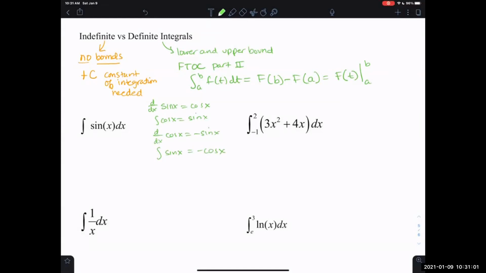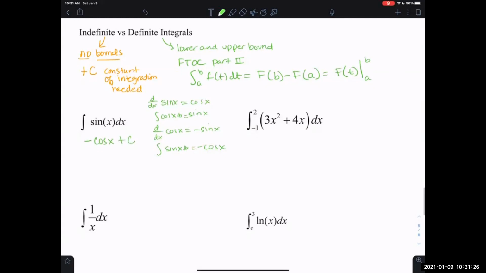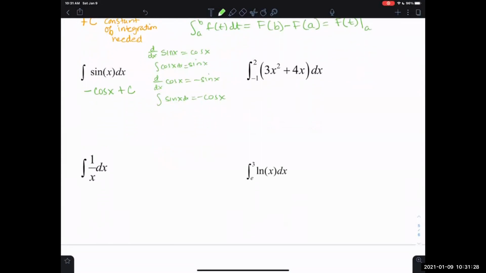And I made a slight error on my antiderivative notation there, they should have their dx's on them. Okay. All right, so the integral or antiderivative of sine x would be negative cosine x, plus c, we need the constant of integration. And that's all that problem requires.